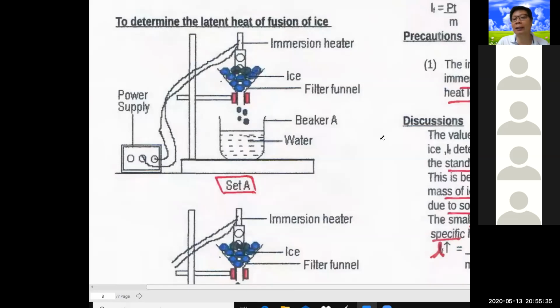Okay, look at the title. Highlight the title. This title is to determine the latent heat of fusion of ice.